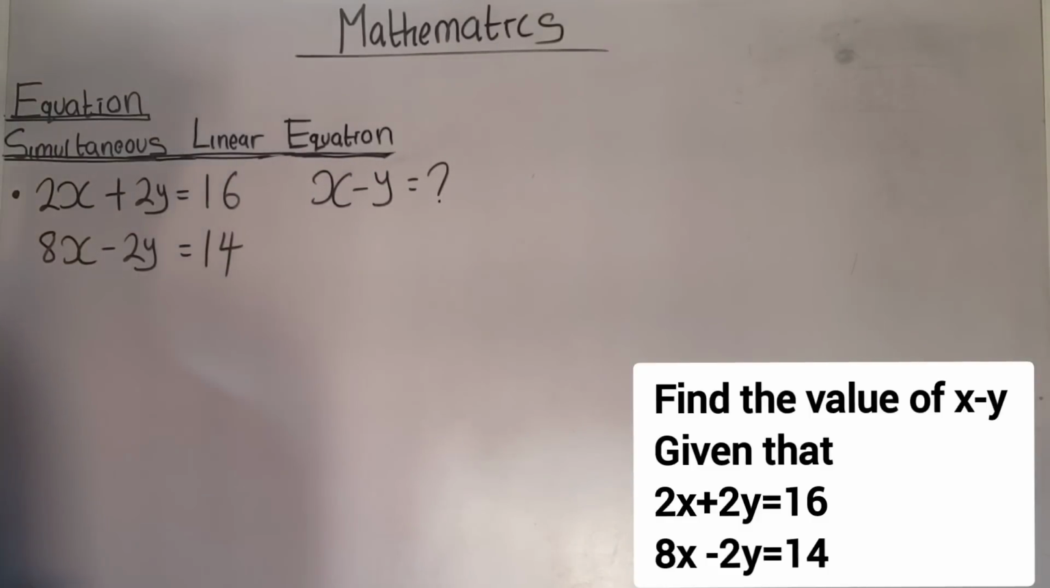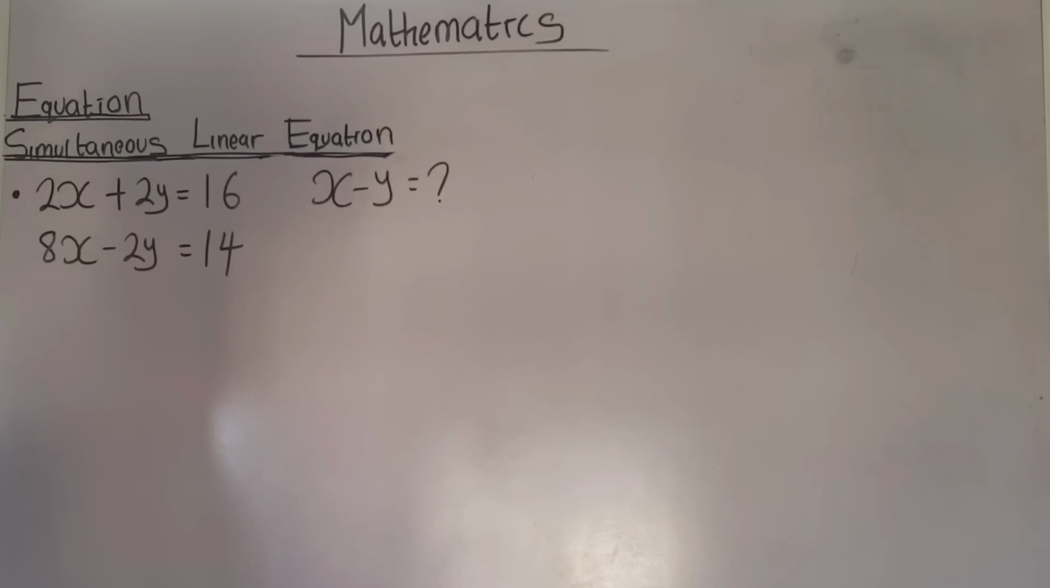We are asked to find the value of x minus y if 2x plus 2y is equal to 16 and 8x minus 2y is equal to 14. In our previous class, I told you that this kind of question usually comes out in the objective. So you have to be fast and make sure you know the method you are going to use very well. In this case, you can either use the substitution method or the elimination method.